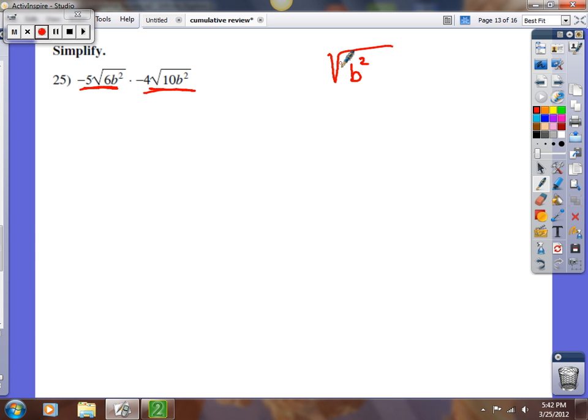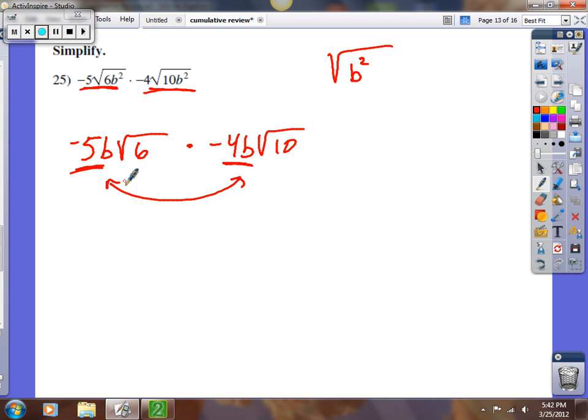It's just b. So I'm going to take that b to the outside, and on both of them, a negative 4 times b to the square root of 10. So I'm going to rewrite it, call that my move number 1. Move number 2, I'm going to multiply these coefficients together. Since it's a times problem, multiply these guys, and you're going to have a positive 20b squared.